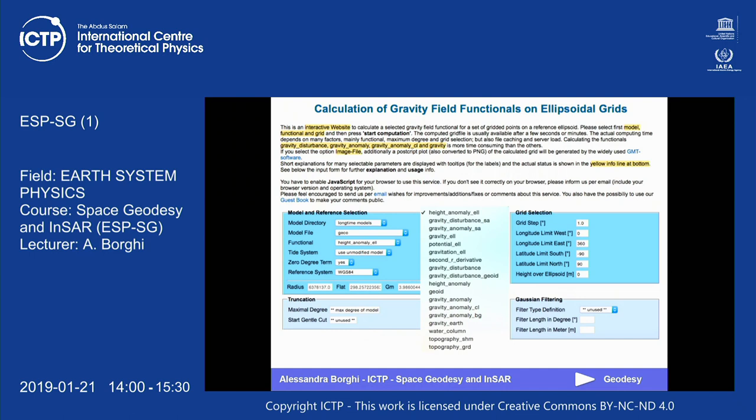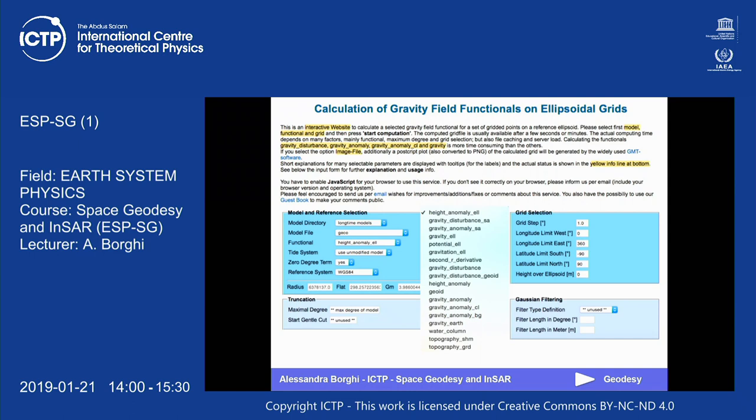So there is a calculation of gravity field functionals on an ellipsoidal grid. You can choose the model, and the functionals are all these quantities. We can compute potential, gravitation, gravity anomaly, gravity disturbance, geoid. There are a lot of quantities, definitions of gravity that have slight differences. I prefer not to describe all these quantities because it's not your task. But you can compute what we call functionals of the gravity field, or quantities related to the anomalous potential and to the gravity anomalies.